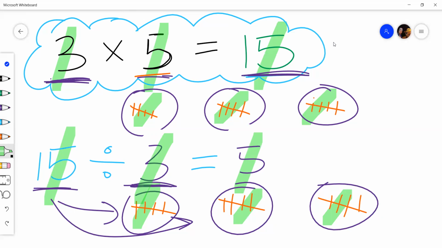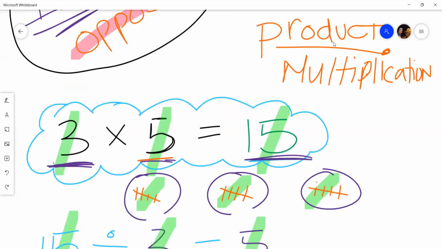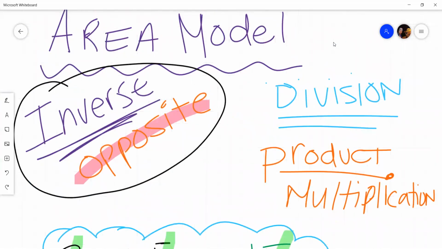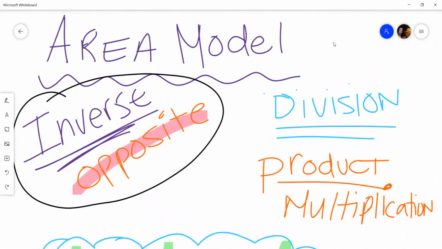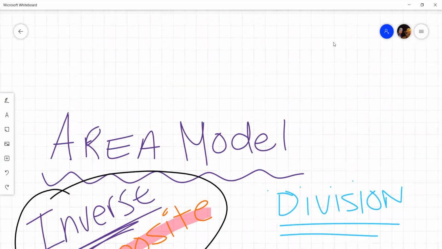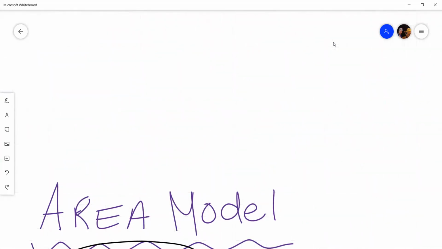Okay, so with that brief reminder of the inverse operation and why we can use the same strategy but in a different way to solve division, now we can go into the area model and say, okay, cool. Let's talk about the area model today.